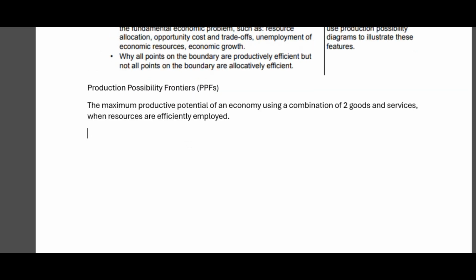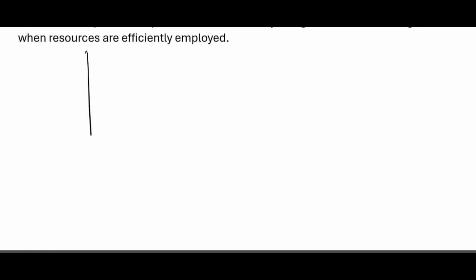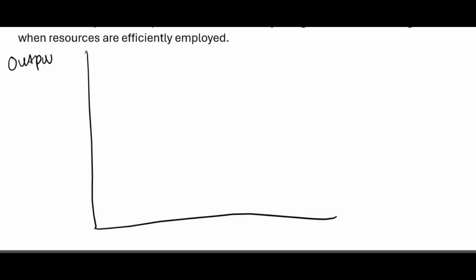So this is kind of what they look like. Let me draw out what it would look like. Let's just say output. Give me an example of two goods we could do here that we need to use together to make something. Isn't it cheese and milk? Okay, cheese and milk. You can make both of them using the same kind of resources. Well done.